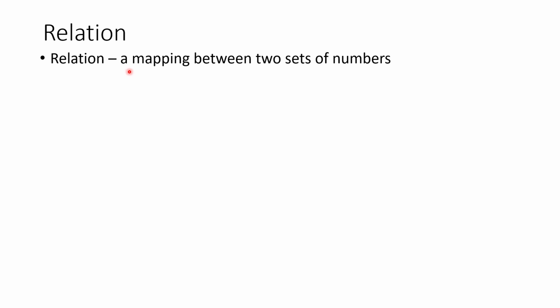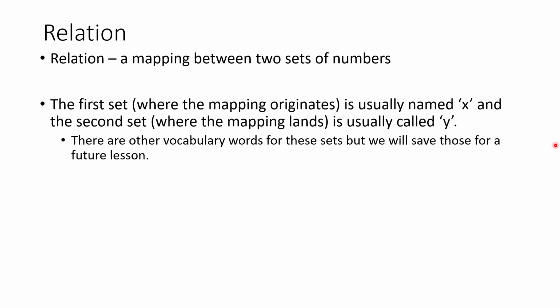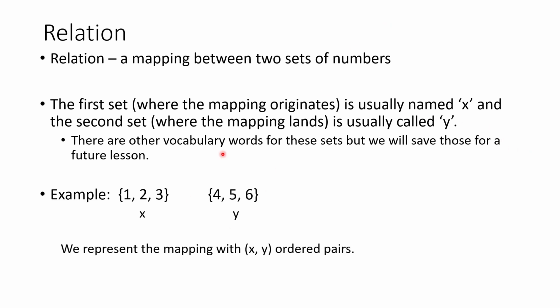So a relation is a mapping between 2 sets of numbers. That is what a relation is. And so if you throw that definition out there without actually talking about what a set is first, it's not that you can't wrap your head around it, but it does end up being a little bit abstract. So the first set where the mapping originates is usually named X, and the second set where the mapping lands is usually called Y. Now, there are other vocabulary words for these sets, but we're going to save those for a future lesson. We're not going to complicate the set stuff with more vocabulary that goes with it. We'll cover it eventually.